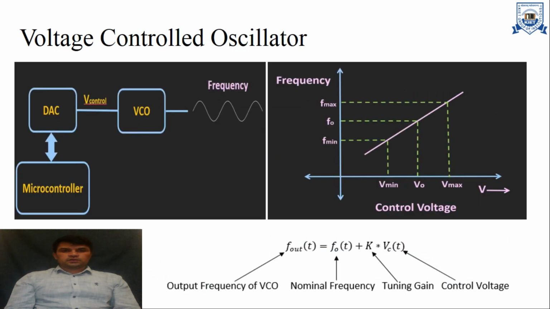Here is the block diagram of a voltage controlled oscillator. We have a microcontroller to change the voltage level, and then we have a DAC, digital to analog converter. Then we have the control voltage, and this control voltage is given to the VCO. Then we have variable frequency.